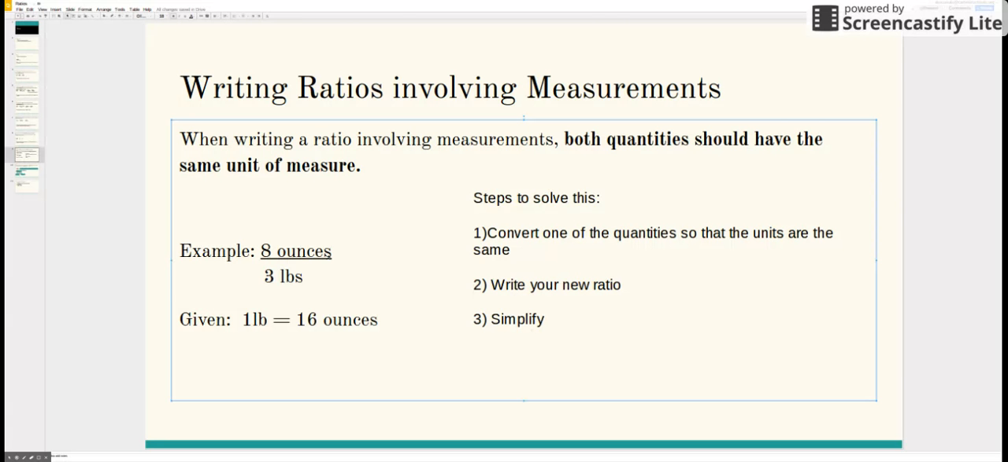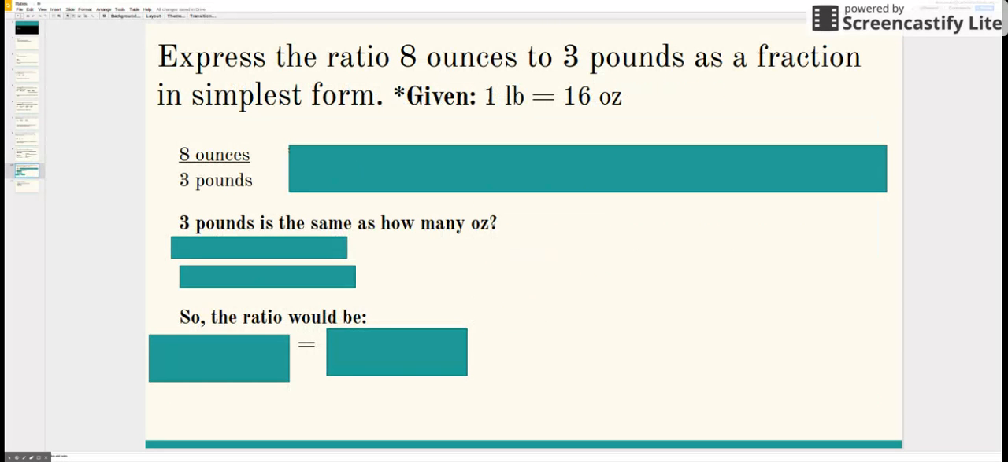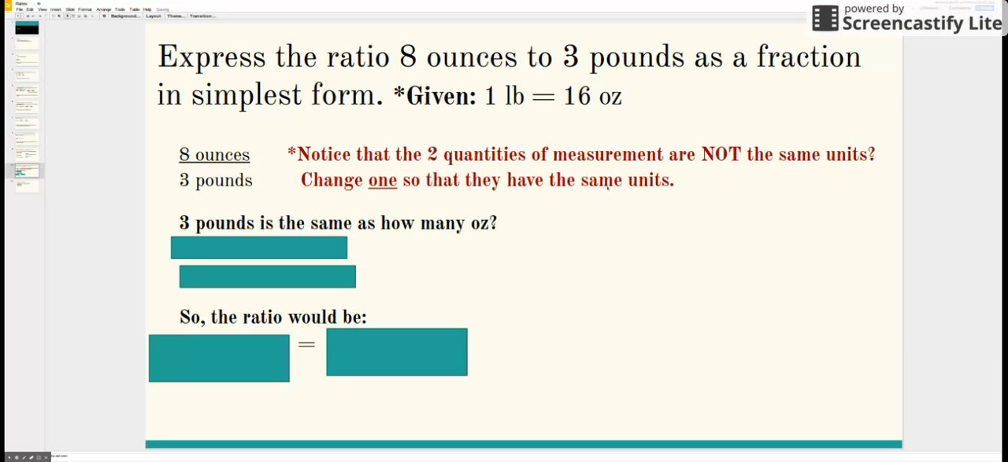So here we have this example, 8 ounces to 3 pounds. And you're given 1 pound is equal to 16 ounces. Let's see how to solve that. So express the ratio 8 ounces to 3 pounds as a fraction in simplest form. If you're given this, 1 pound is equal to 16 ounces. Okay, so 8 ounces over 3 pounds. Right away, I see that both of the units aren't the same, right? One is ounces and one has pounds. Notice that the two quantities of measurements are not the same units, so you need to change one so that they have the same units, right?